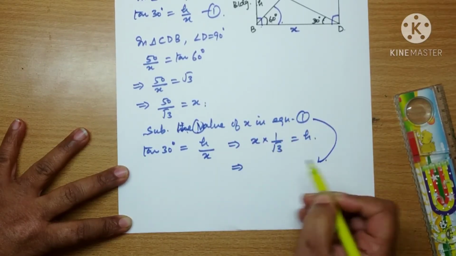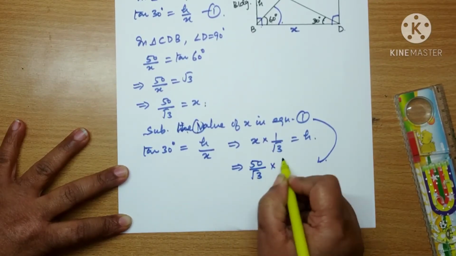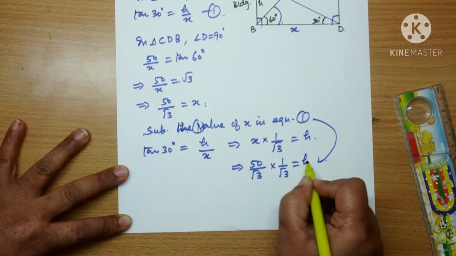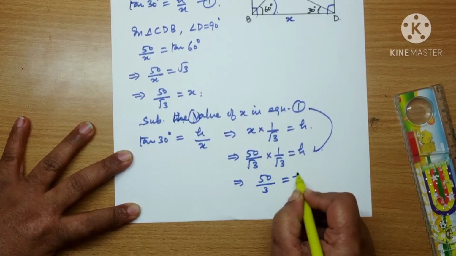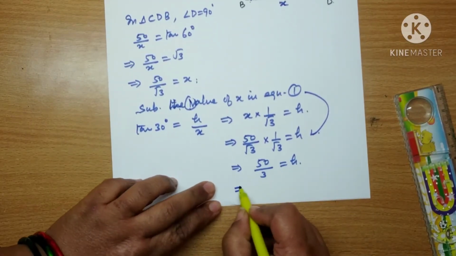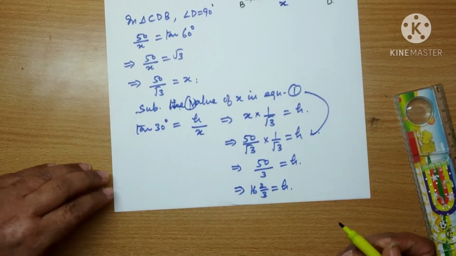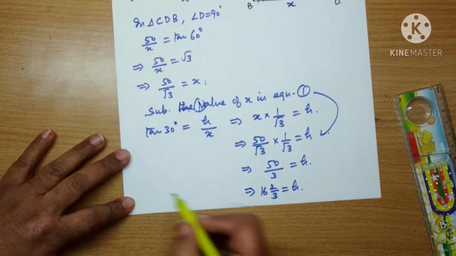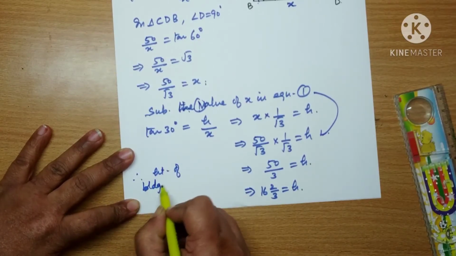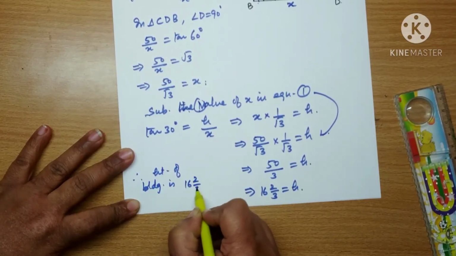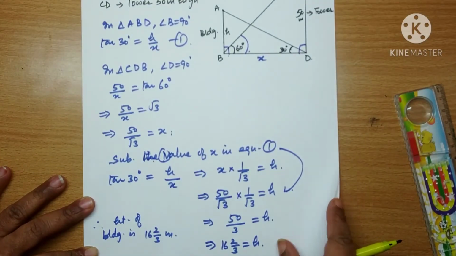So now if I substitute, what I get? 50 by root 3 into 1 by root 3 is my h. So this is 50 by 3 is h. So this is 16 2 by 3, because we know it's not completely divisible, so I'm writing in this form. Therefore, the height of the building is 16 2 by 3 meters.